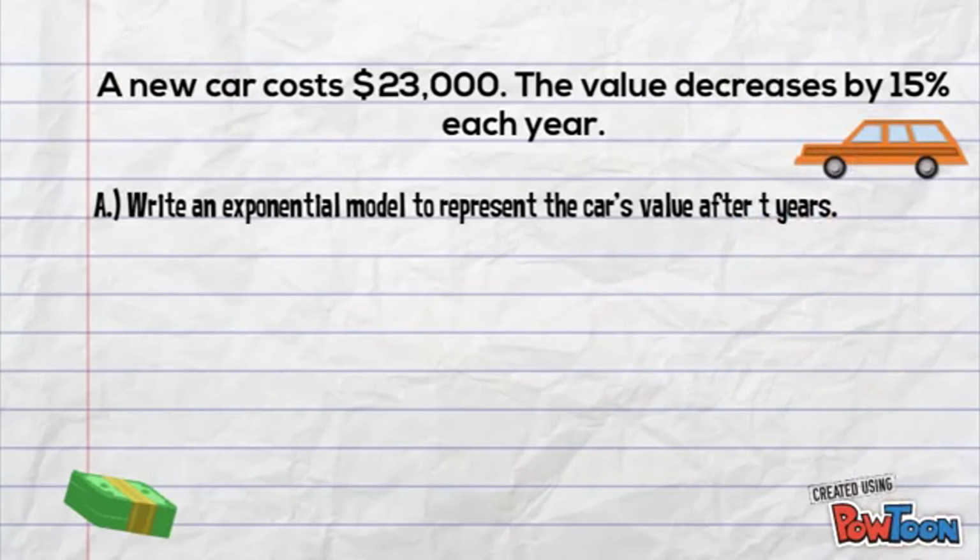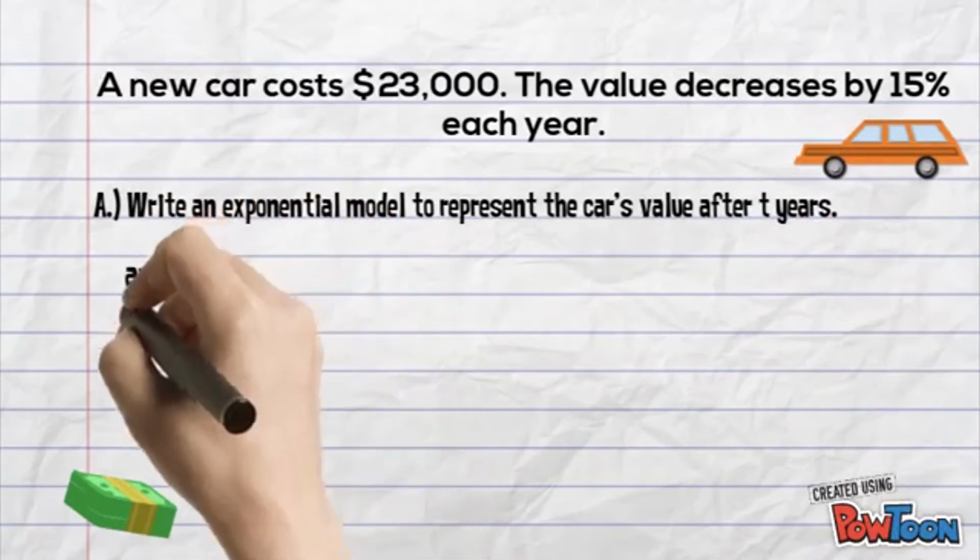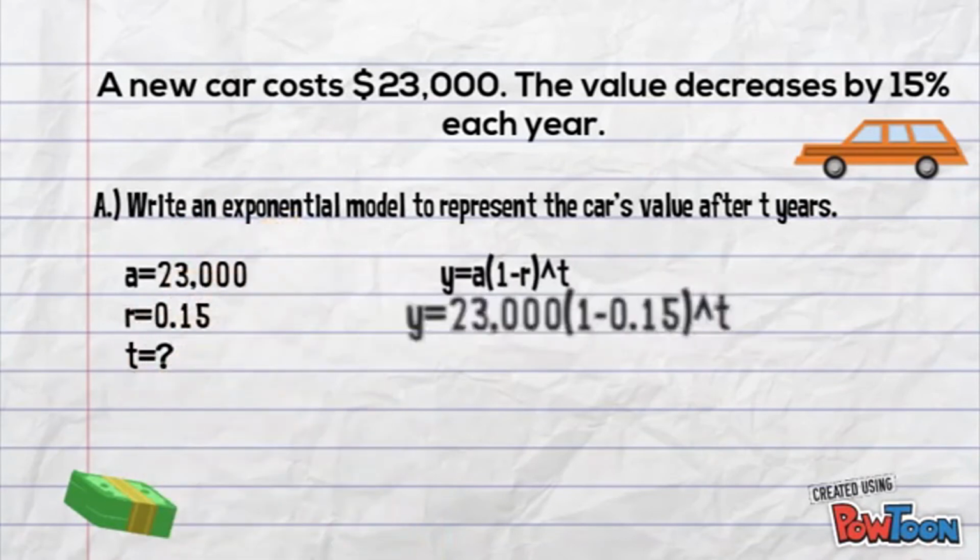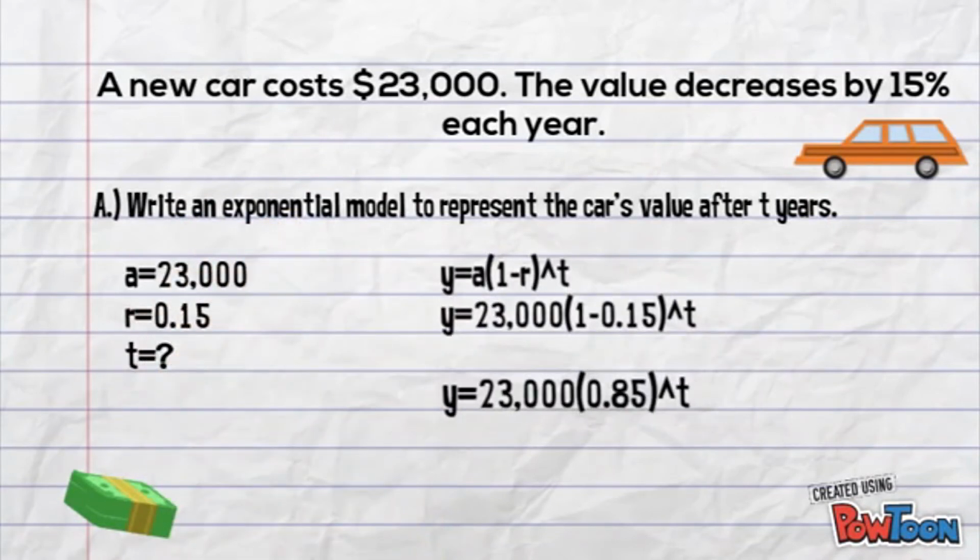We identify the variables. A is 23,000, r is 15%, and t is unknown. We then plug these numbers into our formula, and we have y equals 23,000 times (1 minus 0.15) to the t. Now I can make it a little nicer. I can do the 1 minus 0.15 that's inside the parentheses to end up with y equals 23,000 times 0.85 to the t. What does this mean?